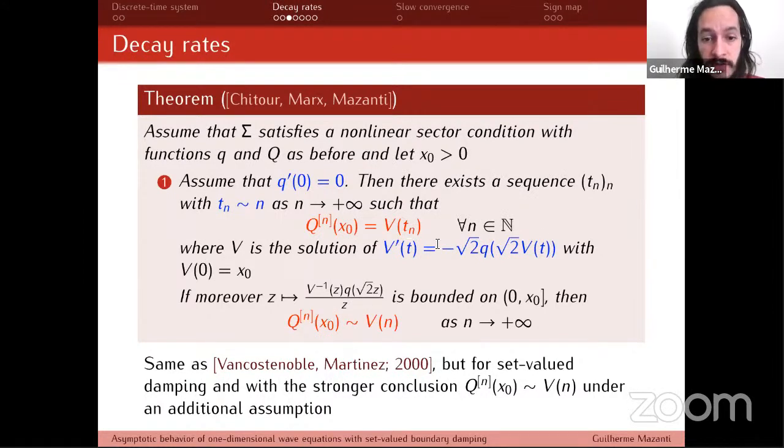This result is very similar to, and inspired by, results by Vancostenoble and Martinez from 2000, but generalized here for set valued damping. And here we have a conclusion that is a little bit stronger under this additional assumption.